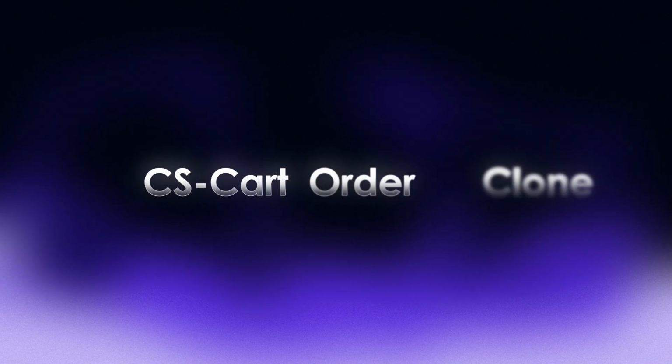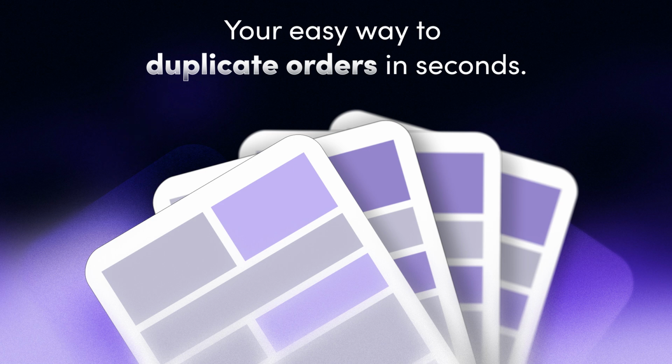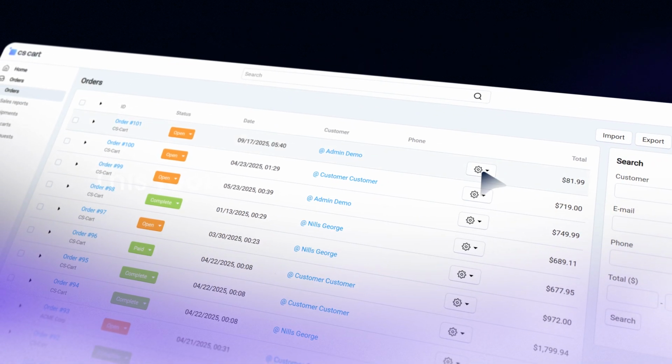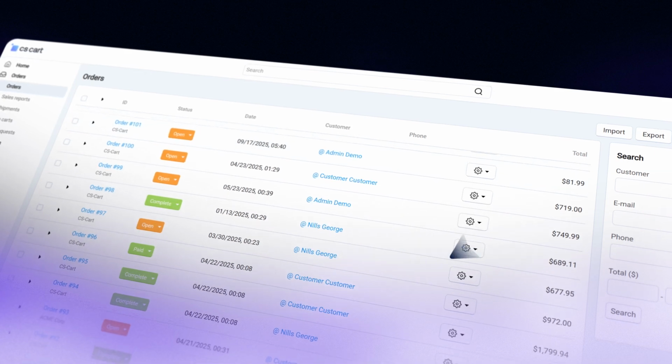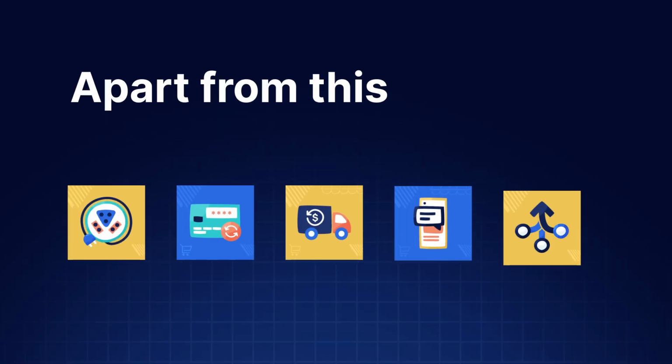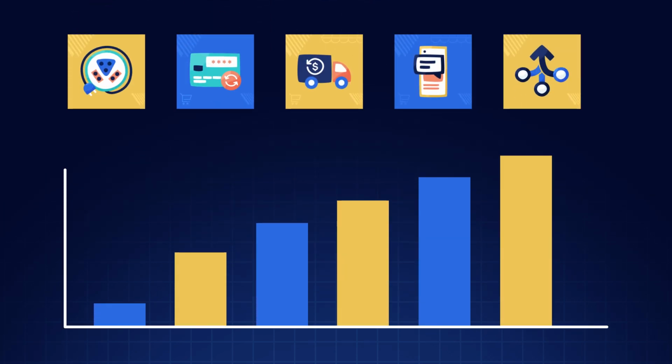Introducing the CS Cart Order Clone Extension, your easy way to duplicate orders in seconds. This tool lets you quickly duplicate any order with a unique ID by selecting it in the admin panel and using the clone option.